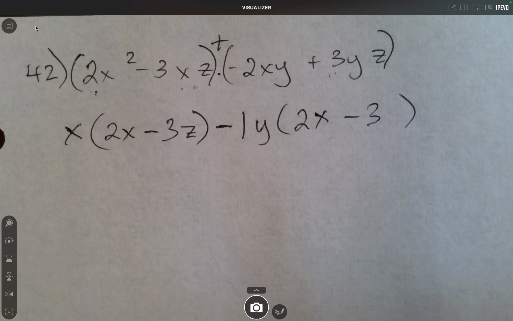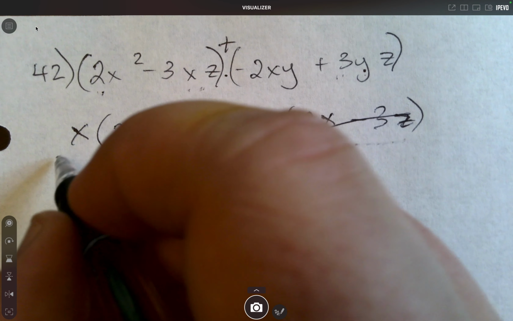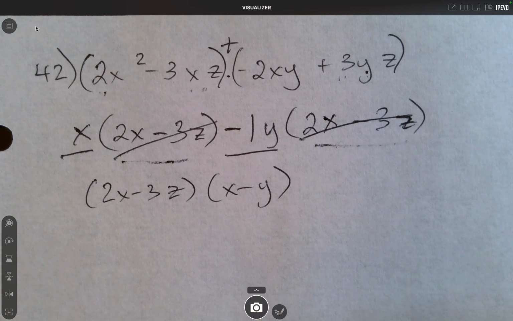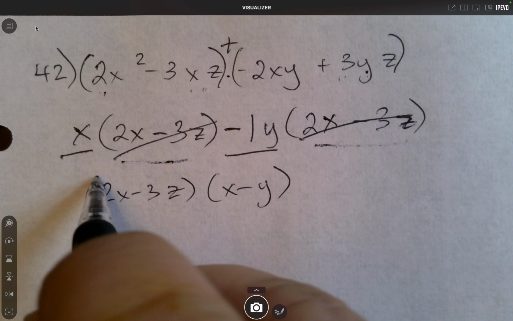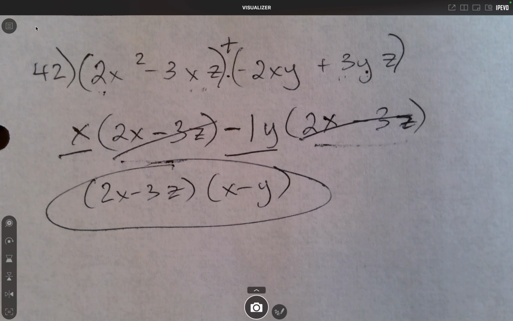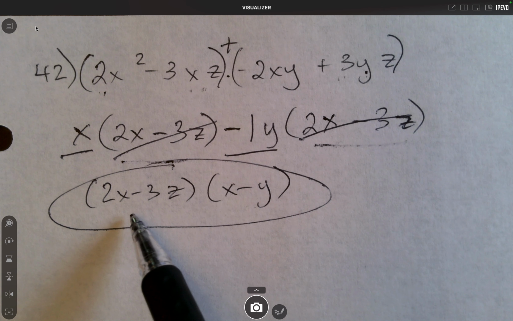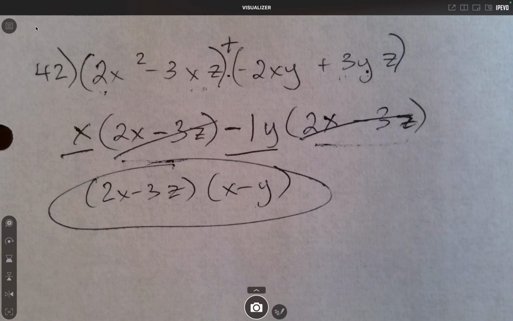So I can pull 2x minus 3z out front, leaving me with x minus y. If you want to write 1y, that's fine, but you don't have to. You can write it as y or 1y. And if you have these in different order, like if you have x minus y first, this one second, that's completely fine. It makes no difference.